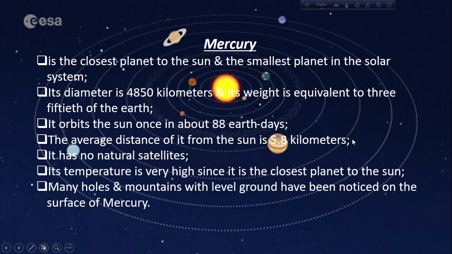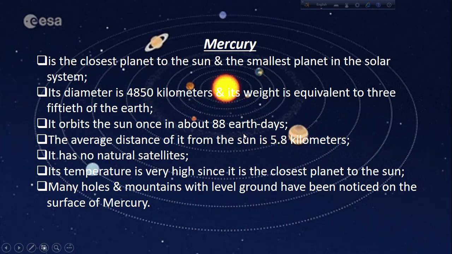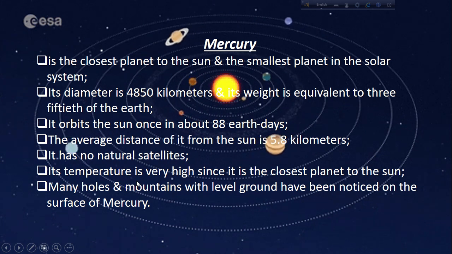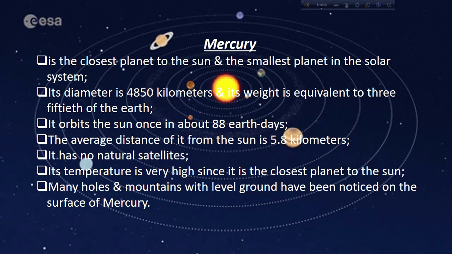Its diameter is 4,850 kilometers and its weight is equivalent to 3/50th of the Earth. It orbits the Sun once in about 88 Earth days. The average distance of it from the Sun is 5.8 kilometers. It has no natural satellites and its temperature is very high since it is the closest planet to the Sun. Many holes and mountains with level ground have been noticed on the surface of Mercury. These are the characteristics of Mercury.